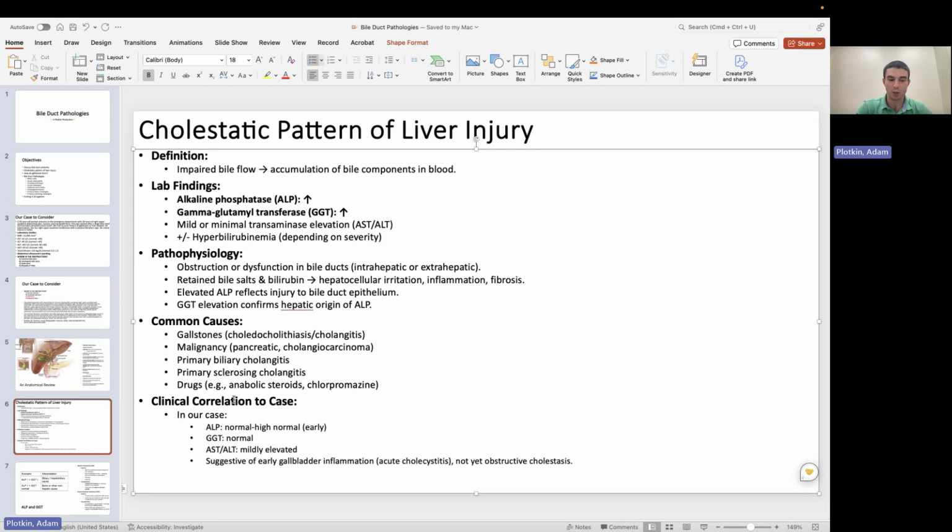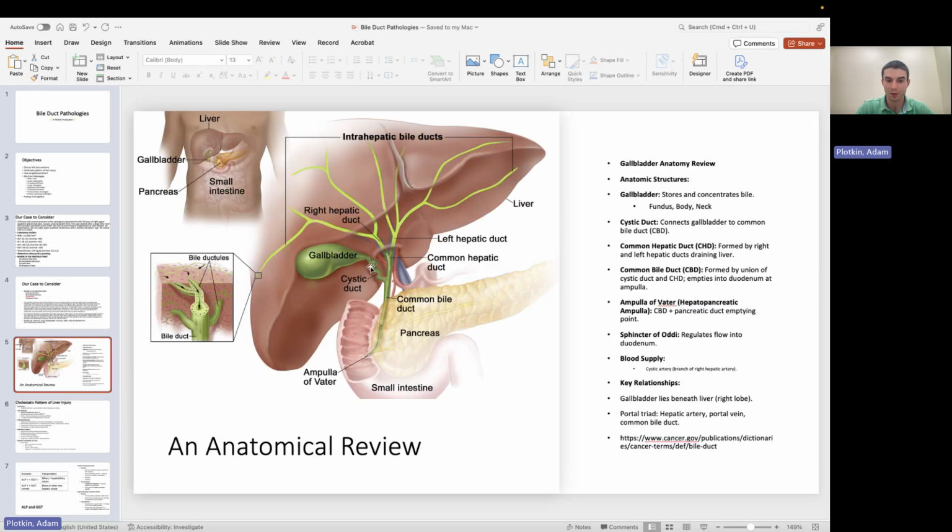So again, our clinical correlation to our case: the ALP was normal or high normal early on in acute cholecystitis. The GGT was normal. The ALT and AST were just mildly elevated. That suggests early gallbladder inflammation, acute cholecystitis. It's not yet obstructive. So again, here there's obstruction in the cystic duct. The gallbladder can't empty, but the liver can totally empty. There's not an obstruction in the common bile duct or at the ampulla of Vater or anything inside the intrahepatic bile ducts. So there's no reflux of bile back into the liver.